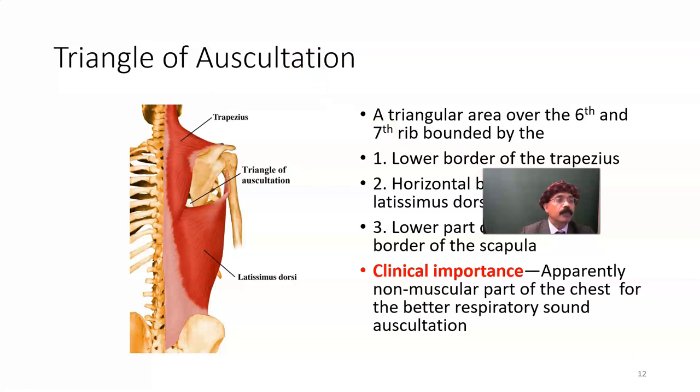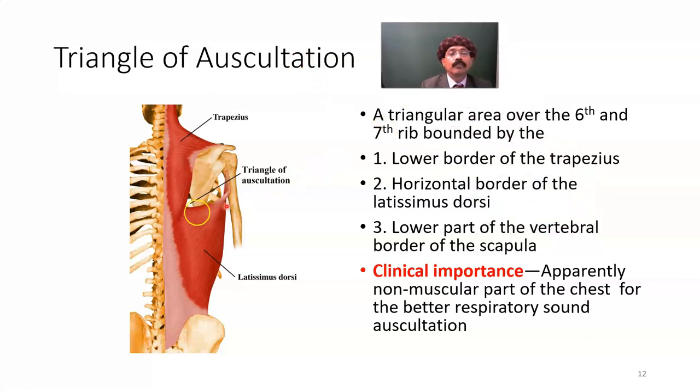Triangle of auscultation, sometimes it is asked by the old anatomist. What are the boundaries and contents? The medial boundary is the lateral border of the lower part of the trapezius. The lower boundary is the horizontal border of the latissimus dorsi muscle. The lateral boundary is the medial border of the scapula, the lower part of the vertebral border of the scapula here.